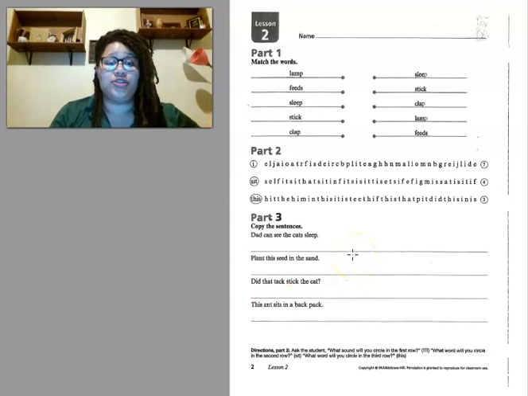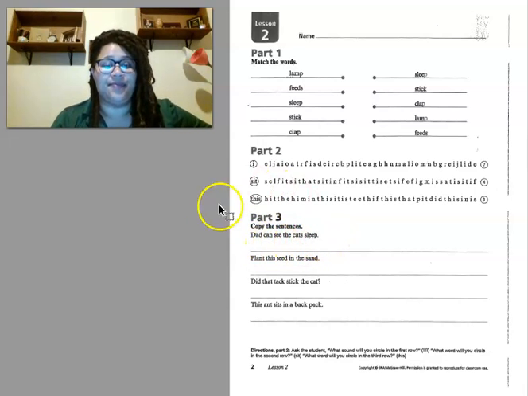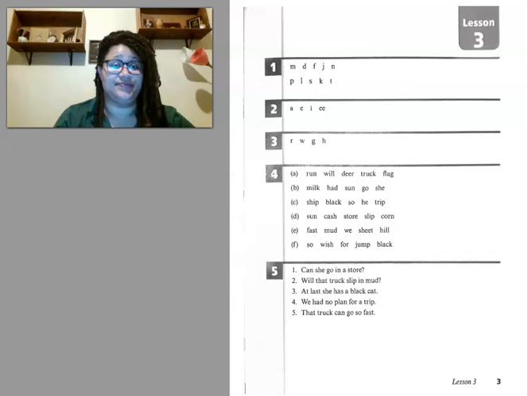In part 3, you are going to copy the sentences. I will read these sentences. Dad can see the cats sleep. Plant this seed in the sand. Did that tack stick the cat? This ant sits in a backpack. Copy all of those sentences and make sure that you do your best handwriting.